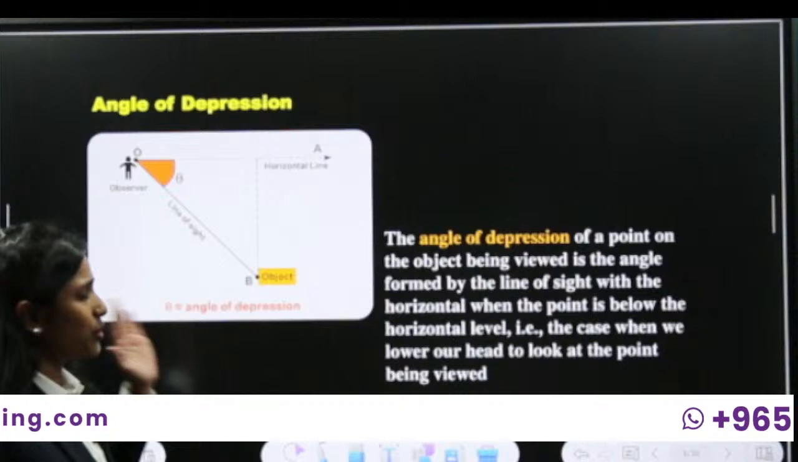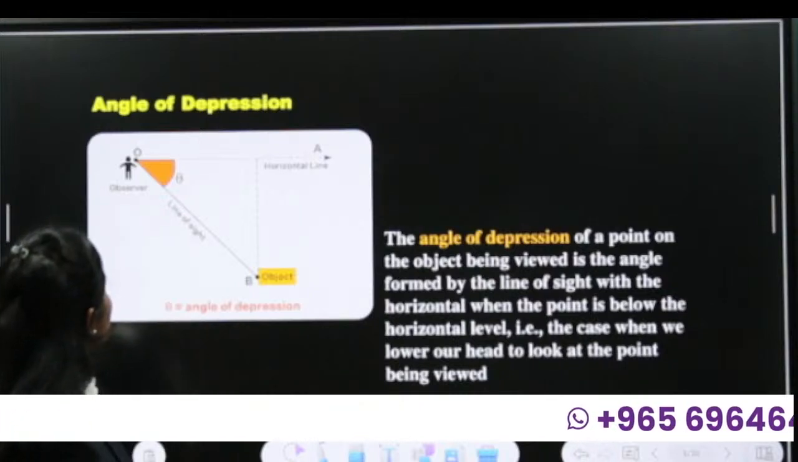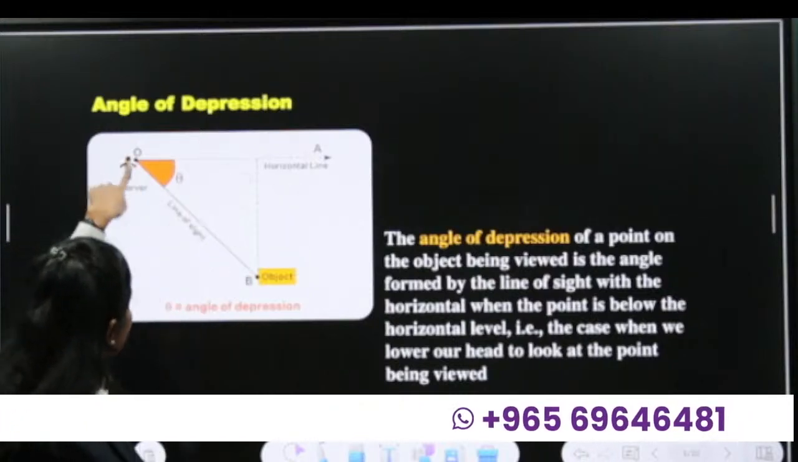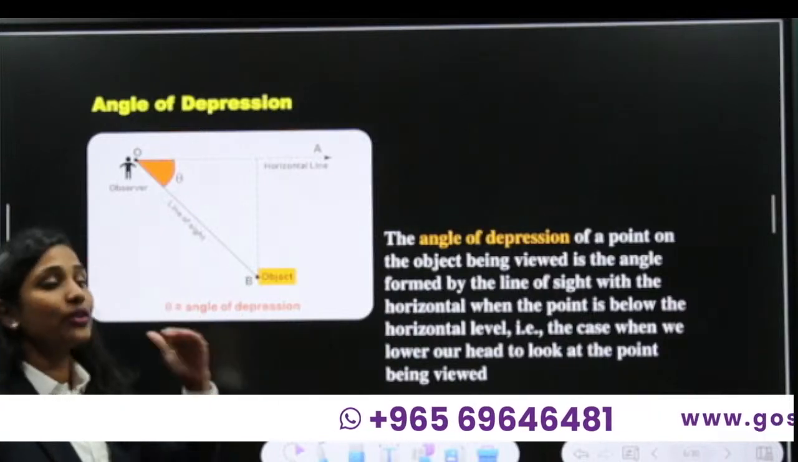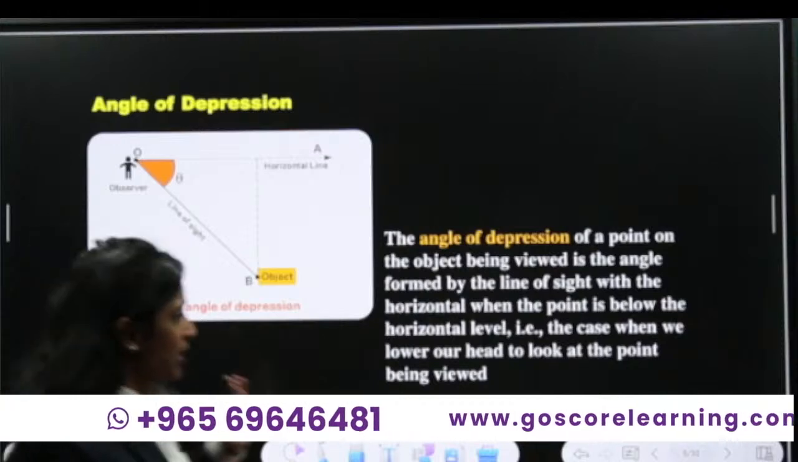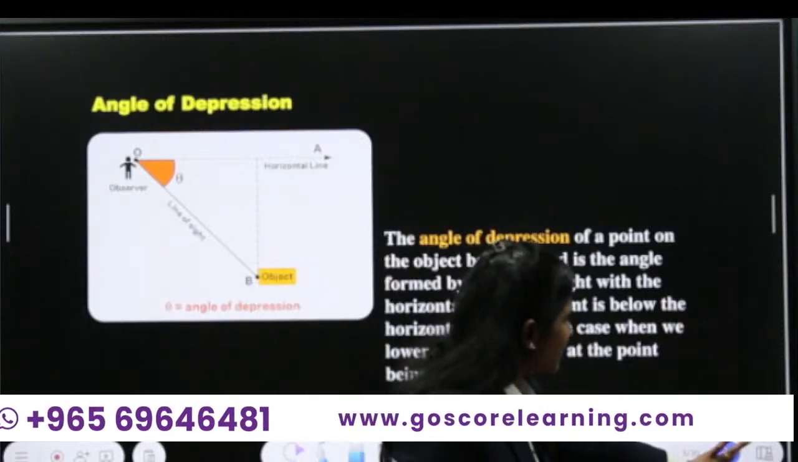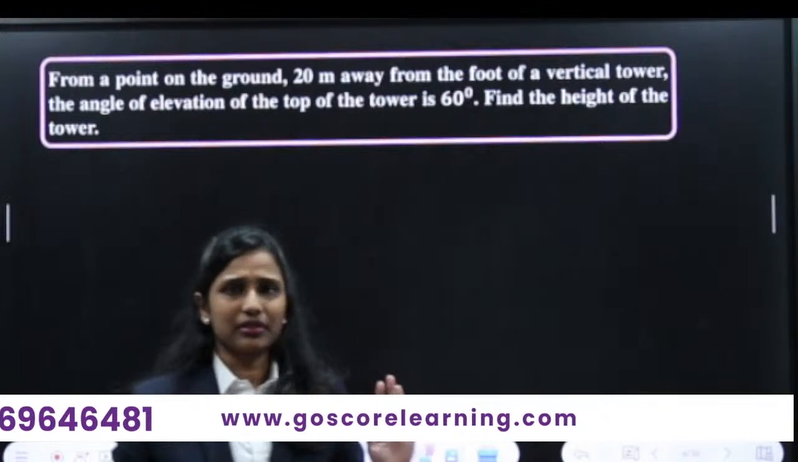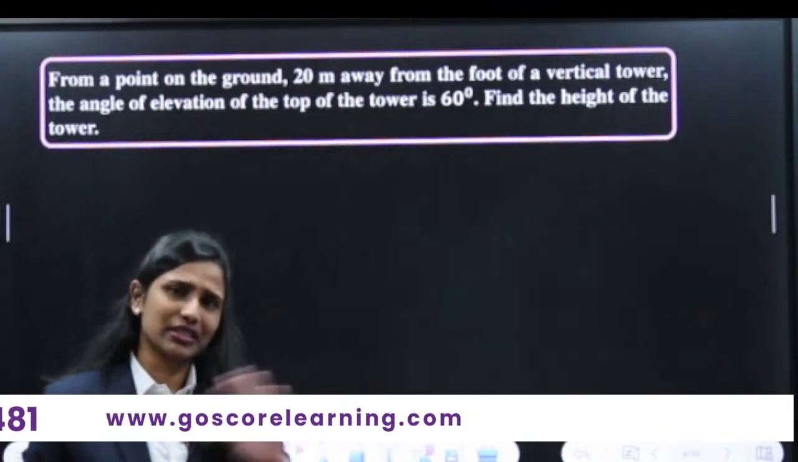Don't worry, okay? I will help you. So, this horizontal line and line of sight. In this one, we have to look downwards. Okay, that is angle of depression. Okay, so these two are the concepts of this chapter. Okay, clear? This much is enough.